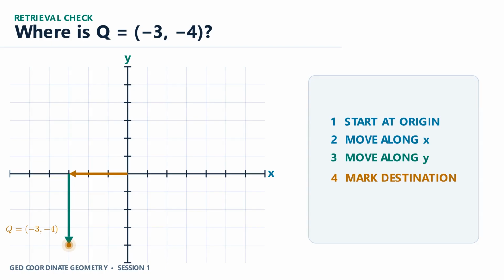Session 2 will use this precise reading skill to calculate horizontal and vertical distance.